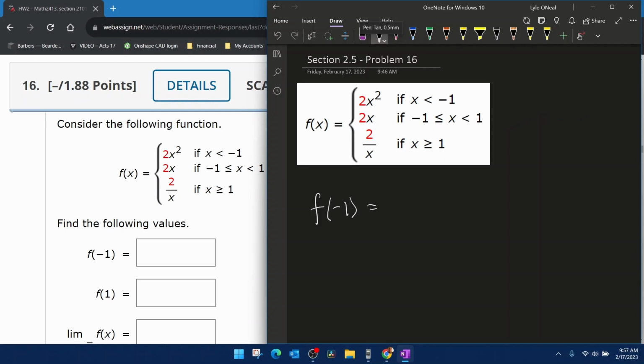So to calculate f of -1, we're simply going to replace x with -1 in the middle piece, and that's going to give us -2.